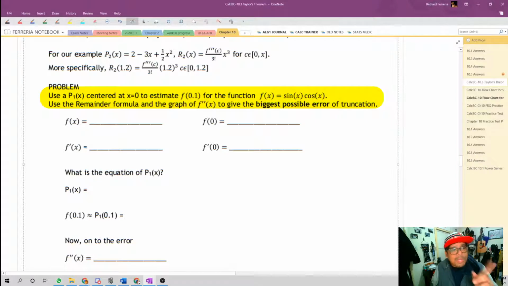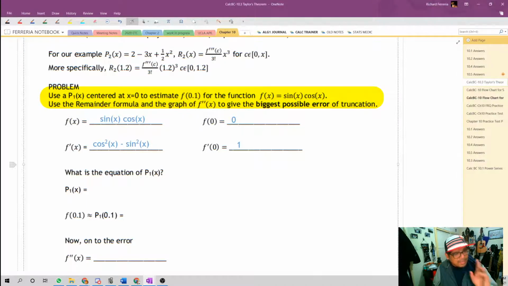Okay, so let's use P1 to estimate f of 0.1 if f of x is sine x cosine x. And then it says to use a remainder formula, which is that r function, and the graph of the second derivative to get the biggest possible error of truncation. We're going to start by figuring out our derivatives. So f of x is sine x cosine x, and if I substitute 0, I'm going to get 0. The derivative here is cosine squared x minus sine squared x, and if I substitute 0 here, I get 1.